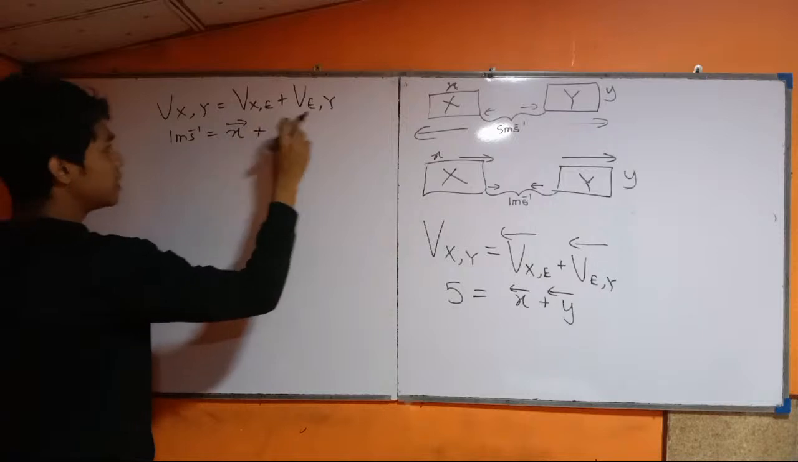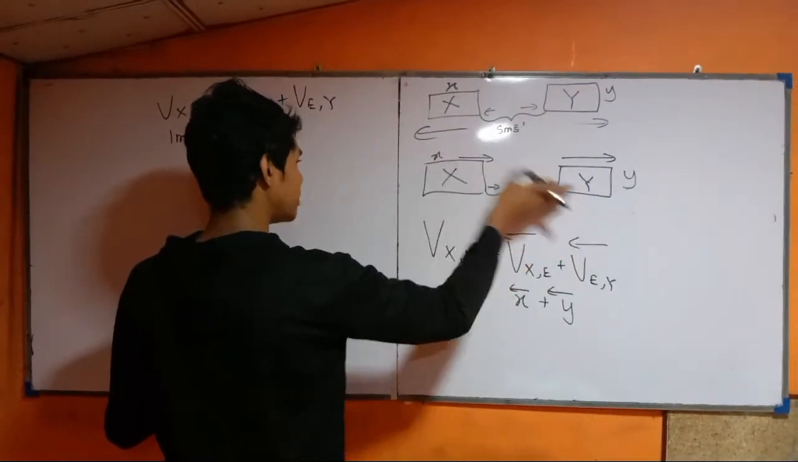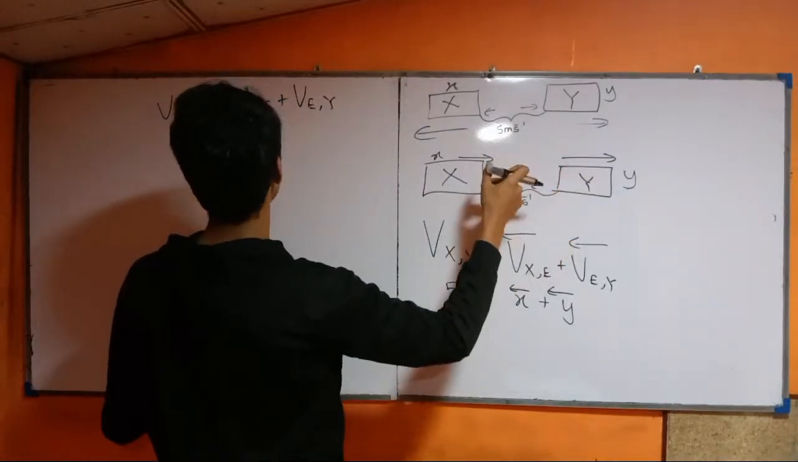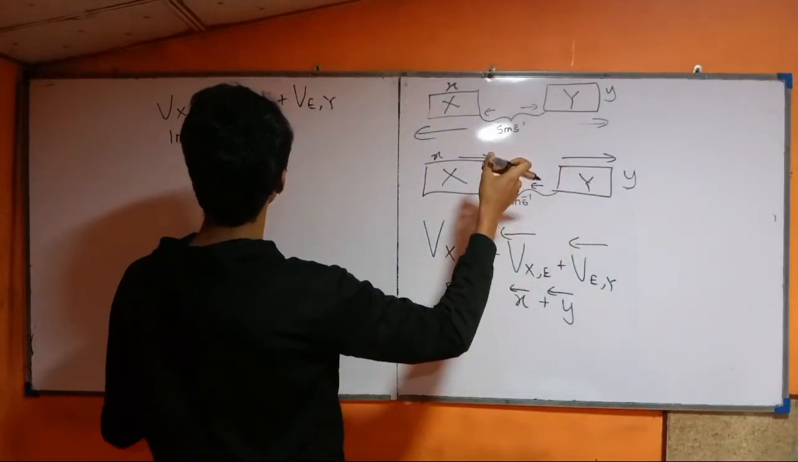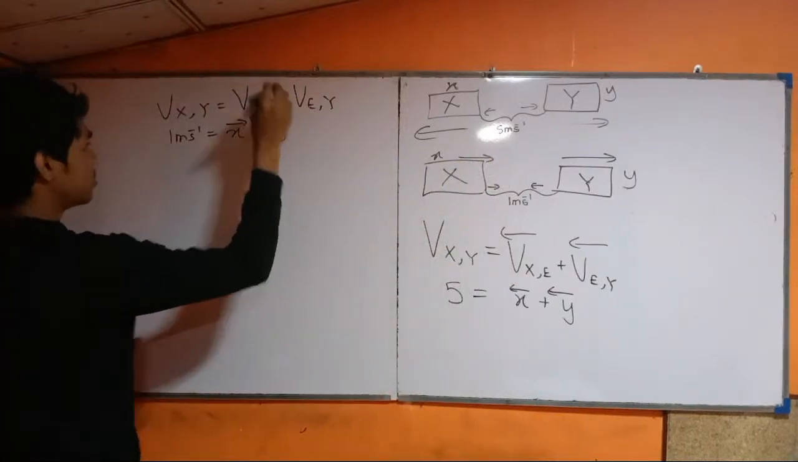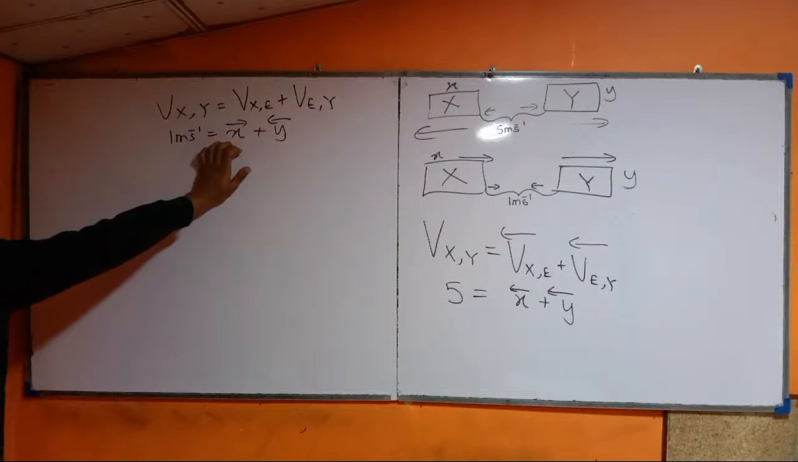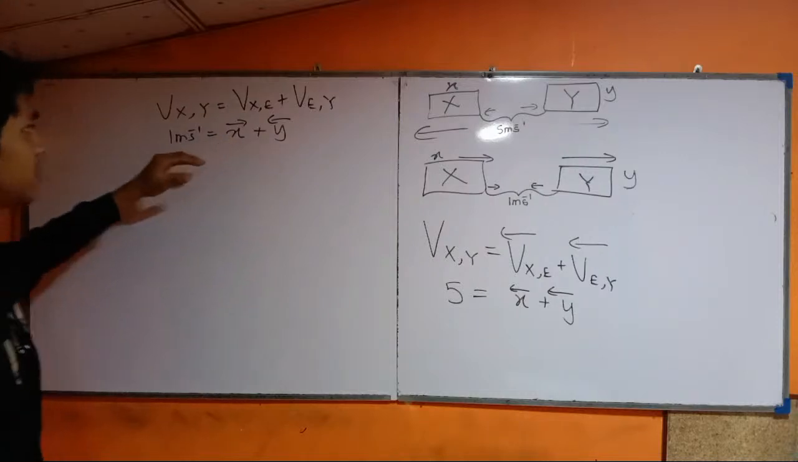And velocity of earth with respect to y. If y is moving in that direction, earth should be moving in this direction, right? So that's going to be y in this direction. You know, vectors in the same direction you can't deal with, right? So you bring both the vectors to one direction.